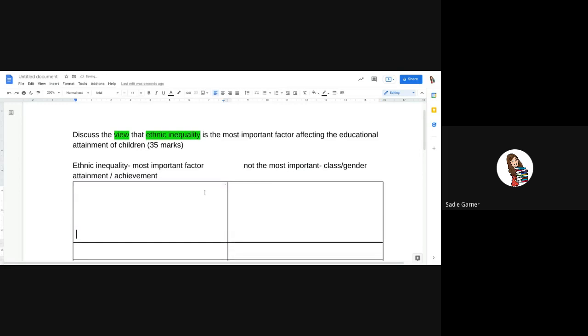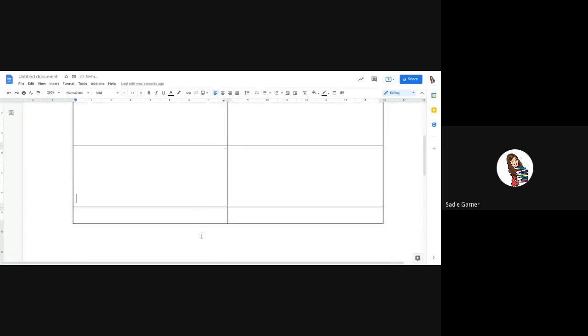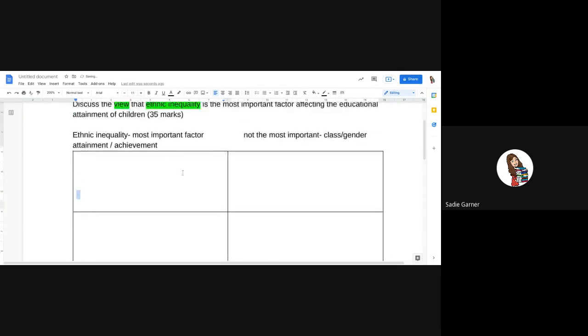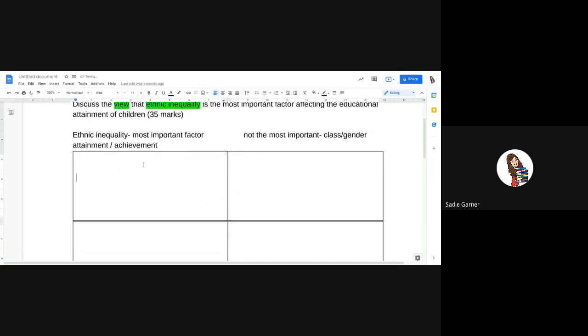you should always plan your 35 markers. You get 43 minutes. So a good 3 minutes of that should be well planned. If you struggle with timing, just bullet point at the end, you'll still get marks. This side is going to be, yes, ethnic inequality is the most important. Institutional racism. That one's going to be a paragraph that absolutely ethnic inequality is the most important due to institutional racism.